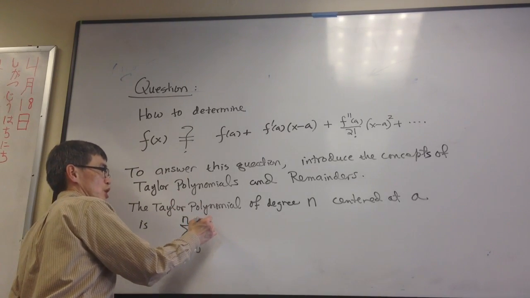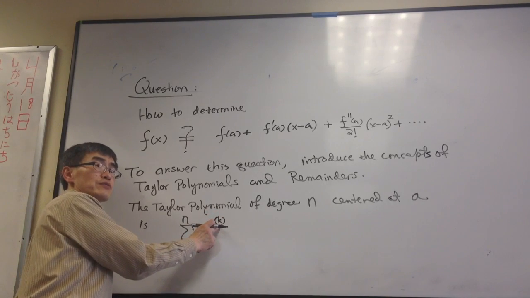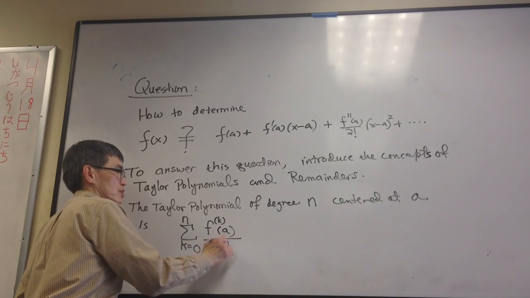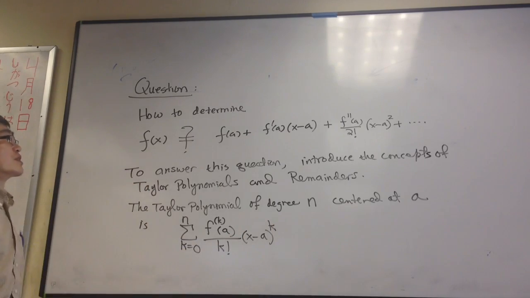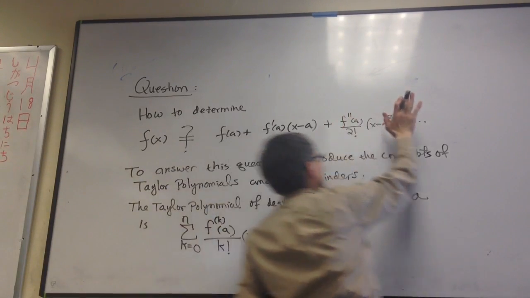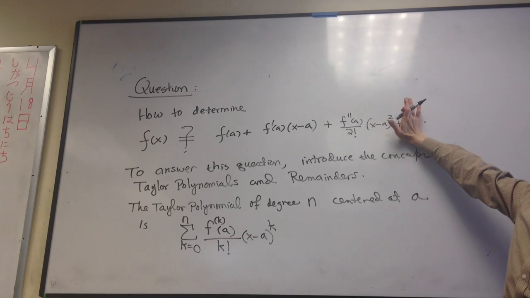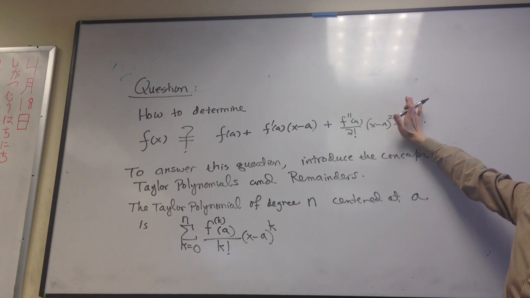So you have all those terms, which is the kth derivative, the 0th derivative meaning f itself, right? Of a, divided by k factorial, multiplied by x minus a to the kth power. For example, if you stop here, if you truncate here, then this becomes a polynomial of degree at most 2. Is that right? And that polynomial, the sum of this, is called the Taylor polynomial of degree 2.